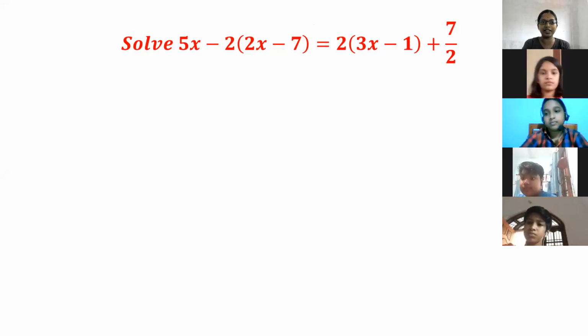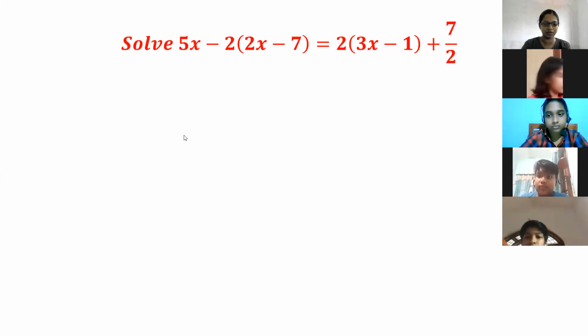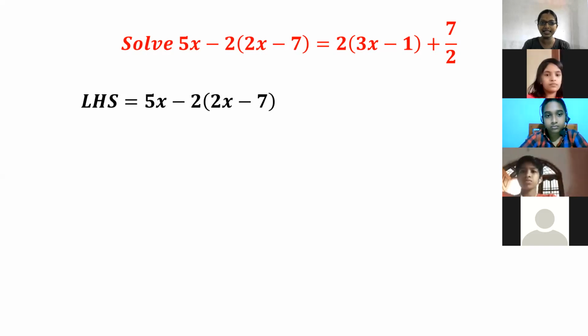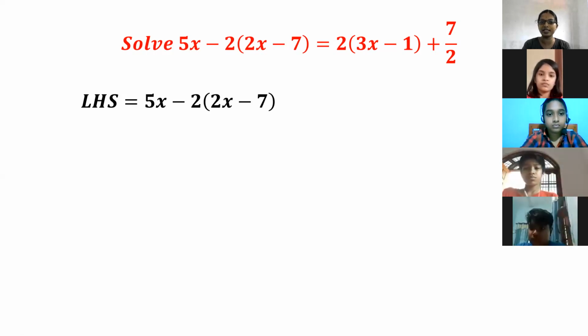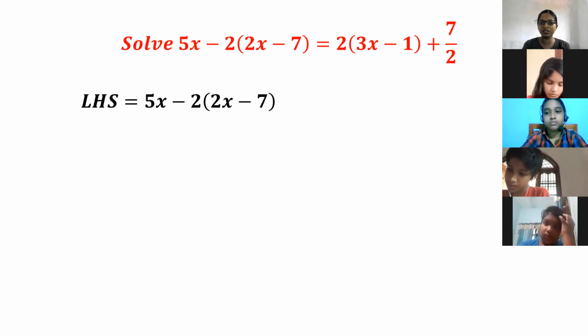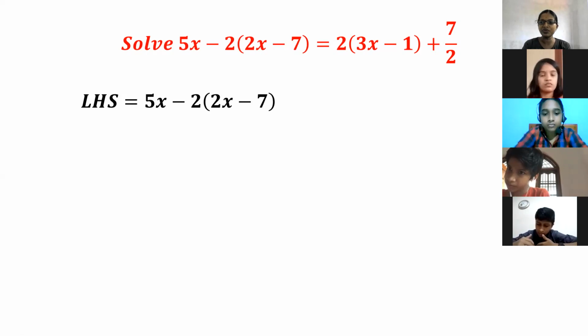First, we are considering the LHS. Here we have given the LHS as 5x - 2(2x - 7). Two variable terms are present in the LHS, that is, 5x and 2x. You can see there is a bracket before the term 2x - 7 and there is a multiplication with 2. First, we have to remove that bracket by multiplying the 2 inside.